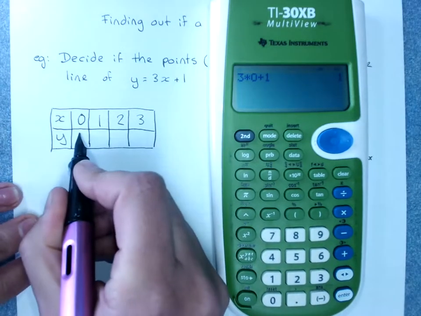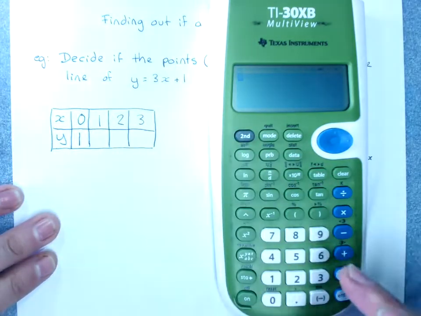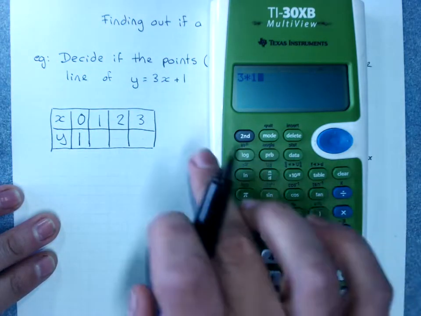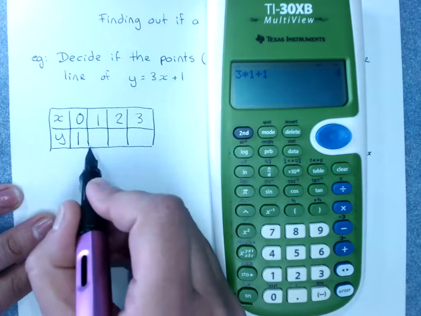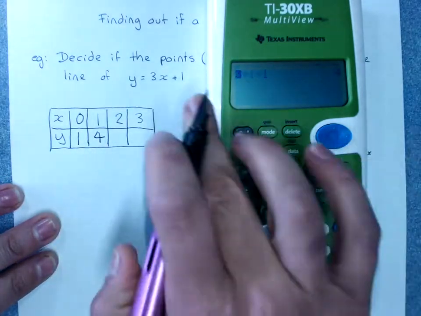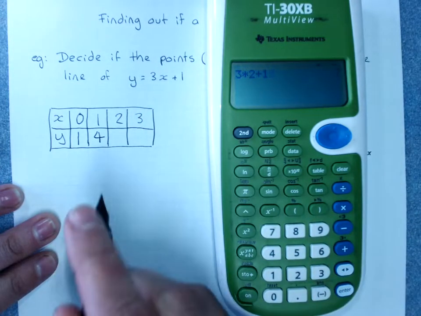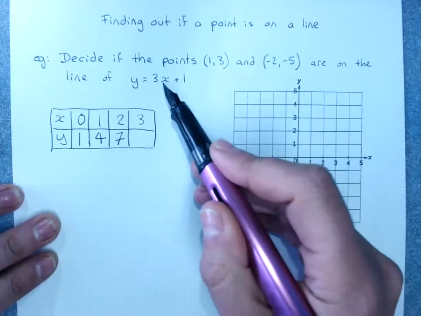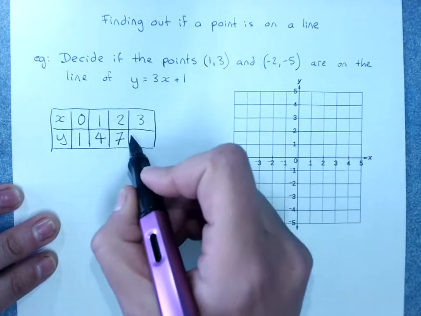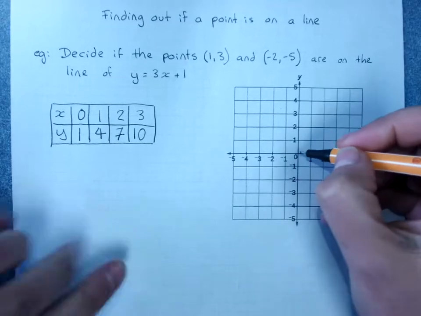It's fine to use a calculator to graph a line. When x is 1, that would be 3 times 1 plus 1, that's 4. When x is 2, 3 times 2 plus 1, 7. And we could do this in our head, of course. 3 times 3 is 9, plus 1 is 10. So we've made a table of values, and we plot the points.